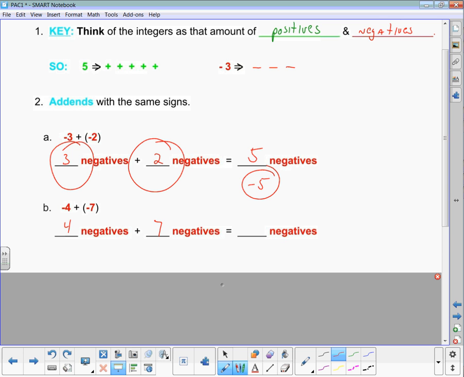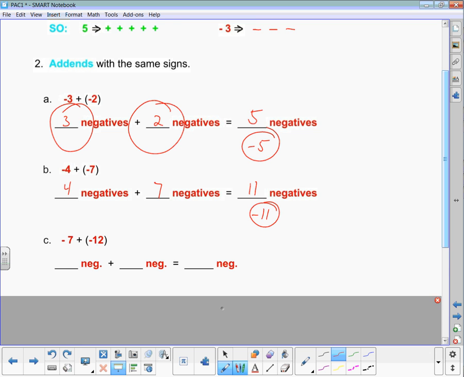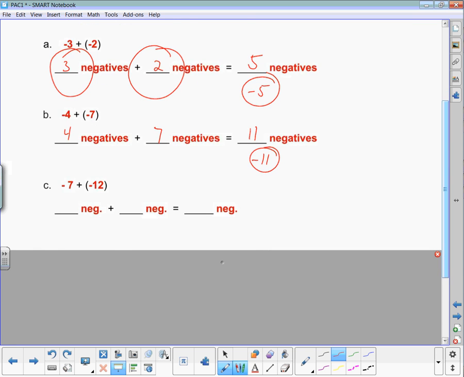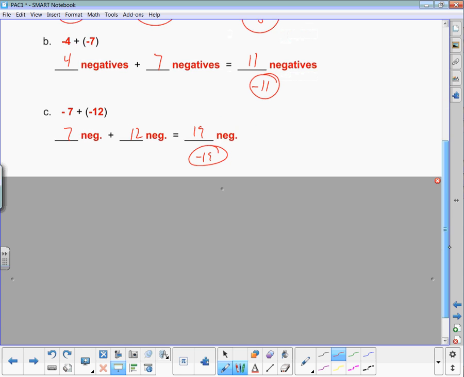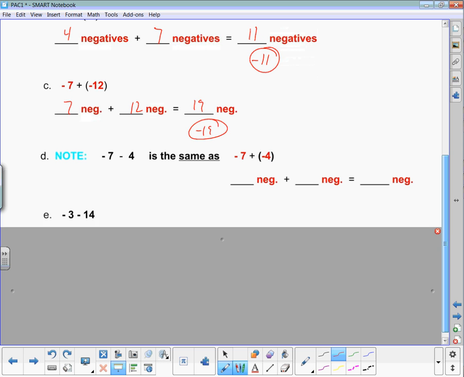All right, let's do B. 4 negatives and 7 more negatives. That's 11 negatives. And again, we're going to write then -11. All right, don't mindlessly do problems. All right, why don't you try the last one? Again, pause the video. You can go ahead and do that. And pretty simplistic. All right, if you're back, 7 negatives and 12 more negatives is 19 negatives. And you know why we can do these? Because we can count. I think we started in kindergarten, probably before that. And so all this is a matter of is just counting. That's all it is.